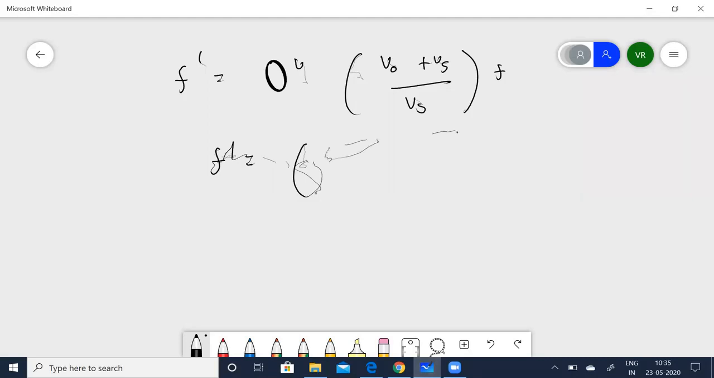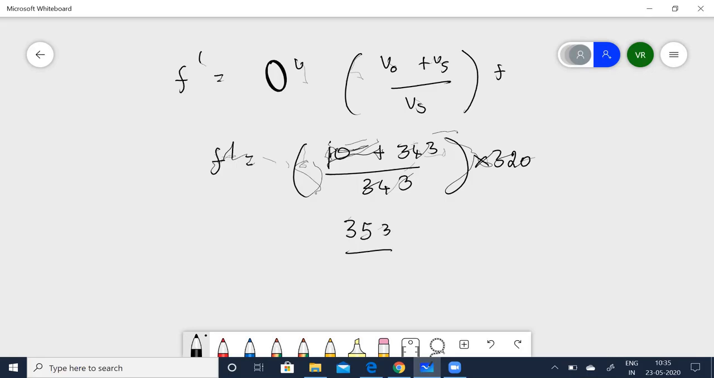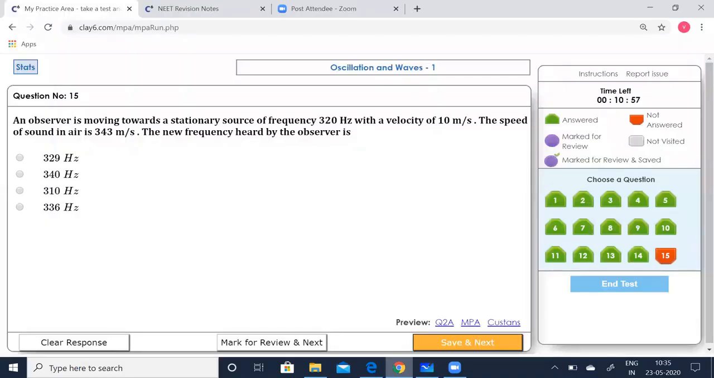So it is now going to be 10 plus 343, divided by 343, times 320. When you simplify this, it is going to be 353 divided by 343 into 320. So when you simplify this, you get 329 Hertz. Let's see which option is correct. 329 Hertz. So option A is correct.